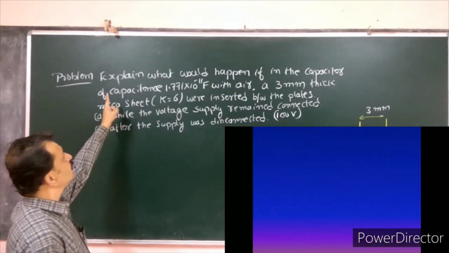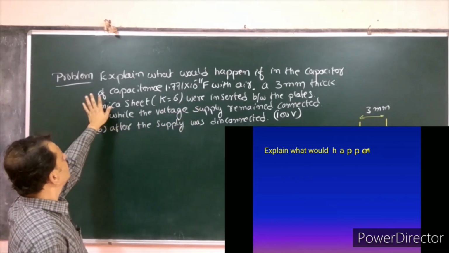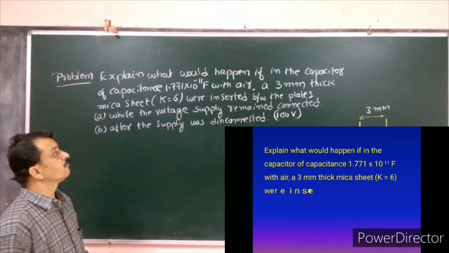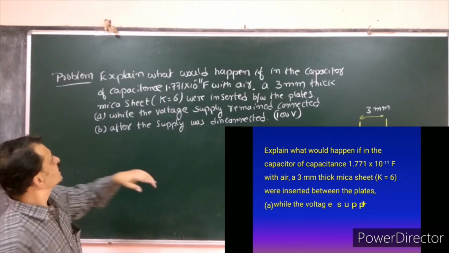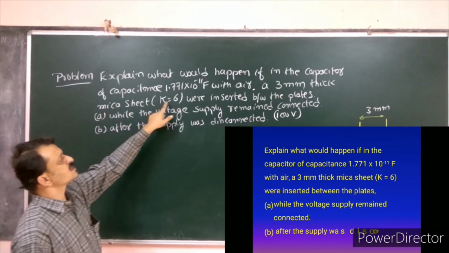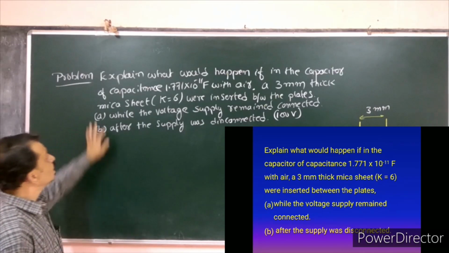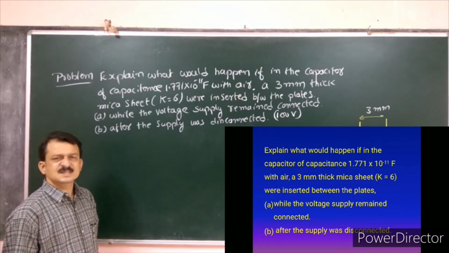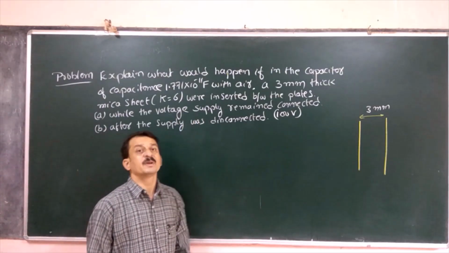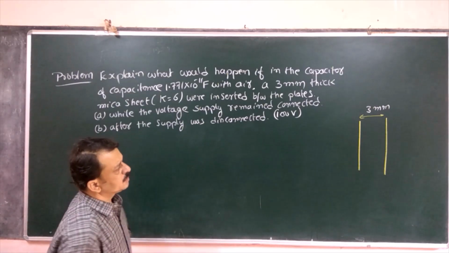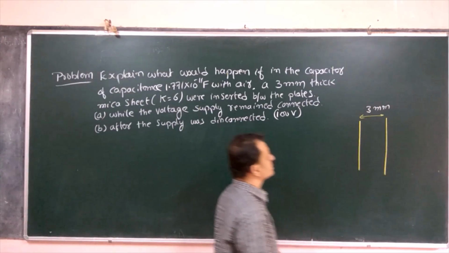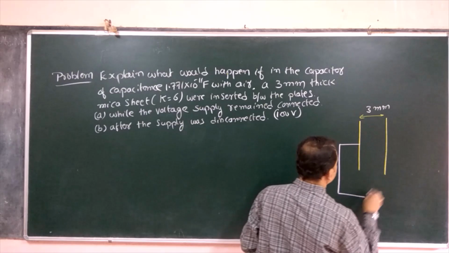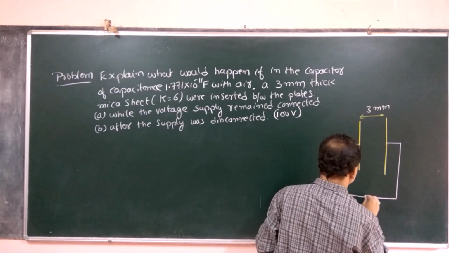Next problem: explain what would happen if in the capacitor of capacitance 1.771 into 10 to the power of minus 11 farad with air, a 3 millimeter thickness mica sheet of dielectric constant 6 were inserted between the plates, while the voltage supply remained connected after the supply was disconnected. So this problem is related to the previous problem. Here given the parallel plate capacitor, distance of separation between the two plates is 3 mm. Now it is connected to a supply of 100 volts.